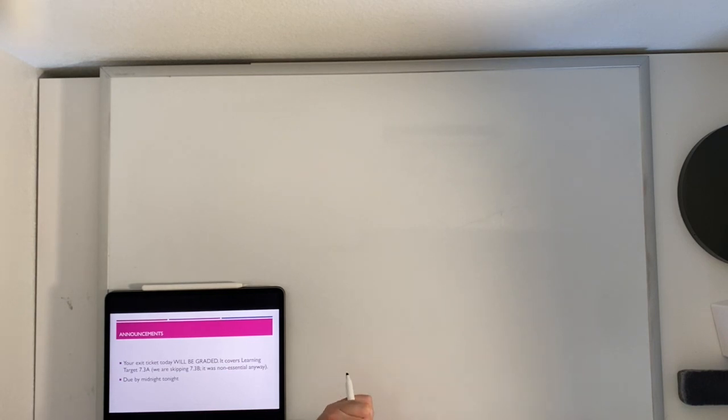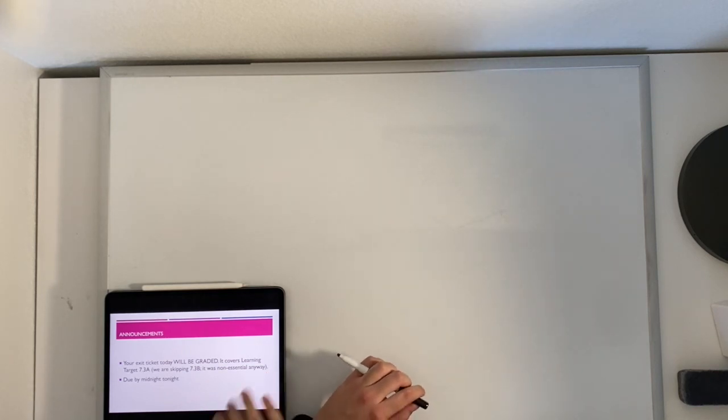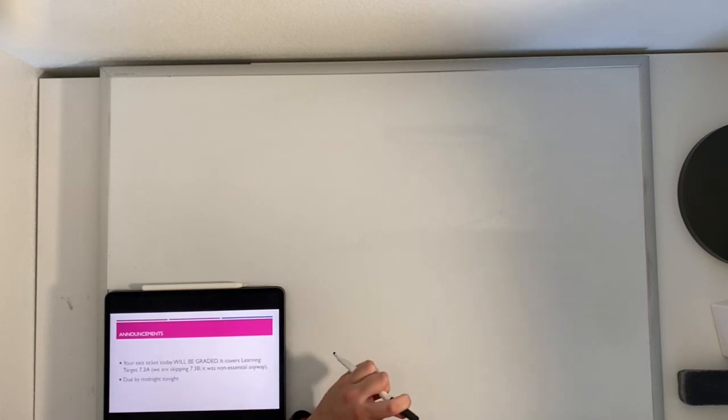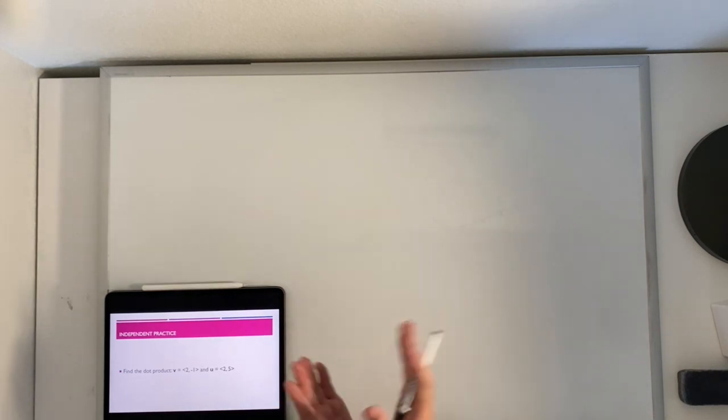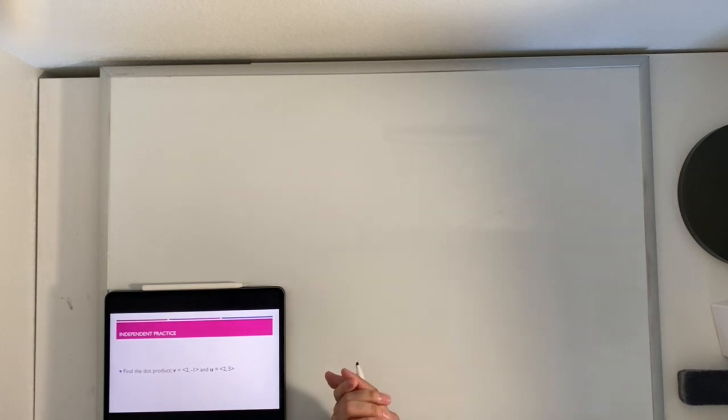Your exit ticket today will be graded. It is on lesson or learning target 7.3a. So it's what we started on Friday. Today we're going to do basically some practice. Okay, so throughout this video, go to a slide, pause it, try it yourself, and then restart the video, and I'll show you how to work through it, and then you can compare your answers.